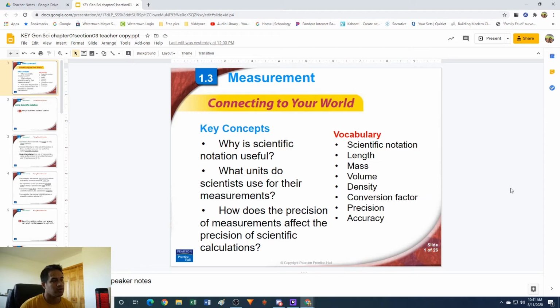So here we go. We're going to talk about why scientific notation is useful, what units we often use in science, and how precision is important when it comes to making scientific measurements and calculations.